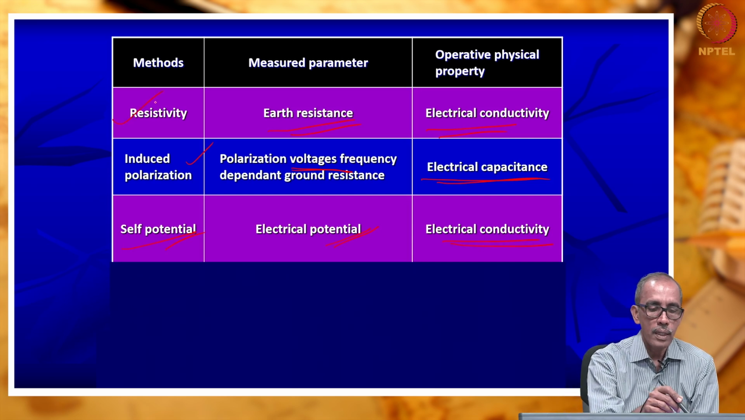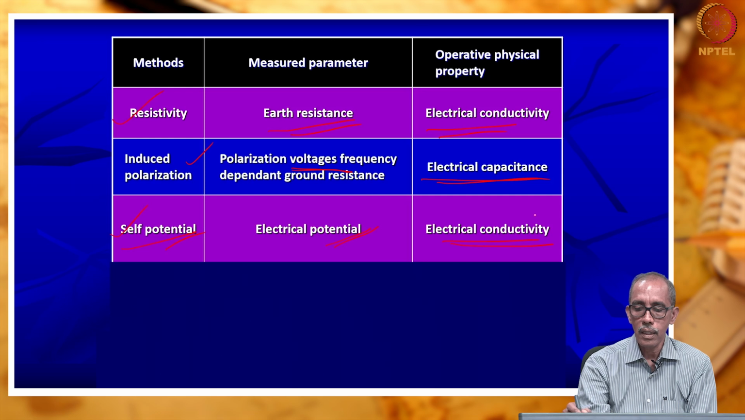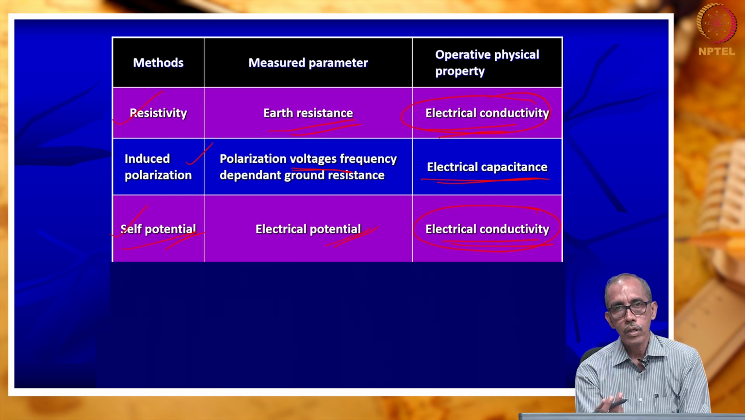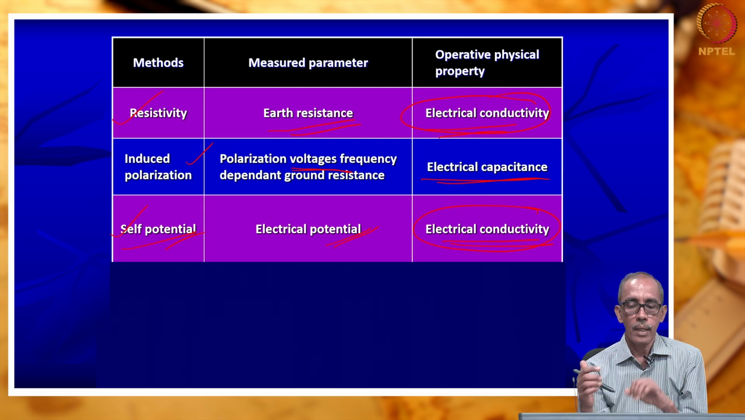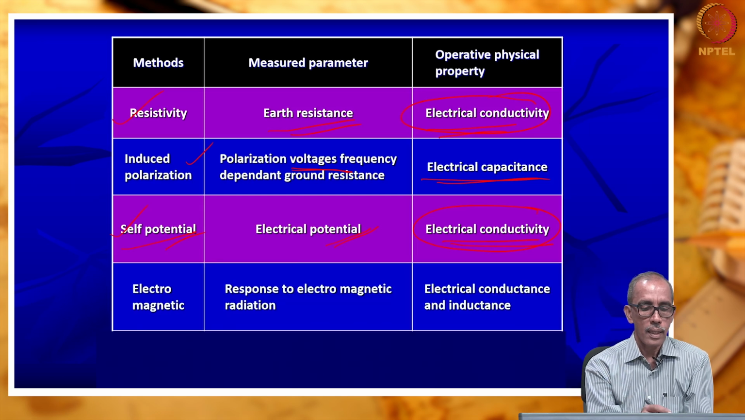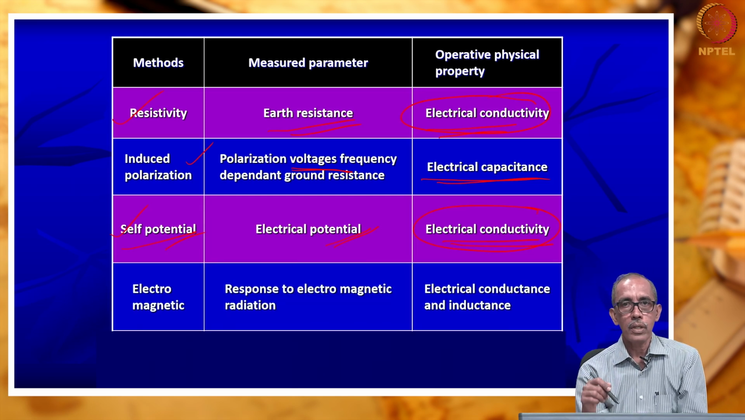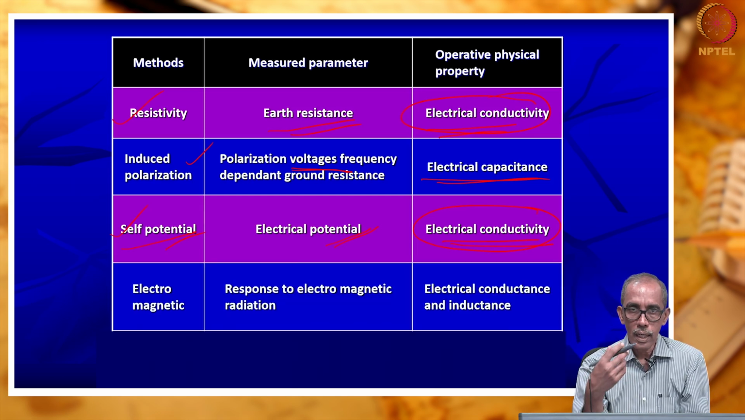Both resistivity as well as the self potential method depend on the electrical conductivity of the formation. As I told you previously, that is why we don't use only one method, we use multiple methods to understand the subsurface of the earth. Then the electromagnetic method. So, the electromagnetic method is also related to the electrical as well as the magnetic method.